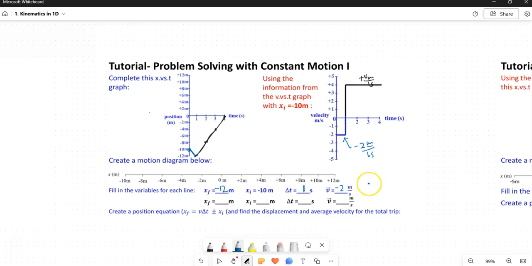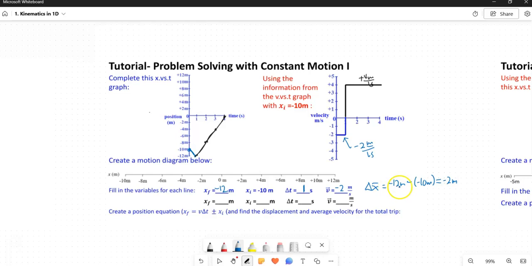Just off to the side, the displacement for that first part is going to be negative 12 minus negative 10 meters. So that's going to be negative 2 meters displacement. So its total displacement from beginning to end is going to be negative 2 meters.